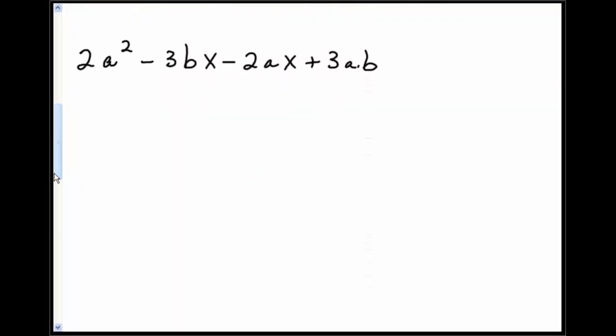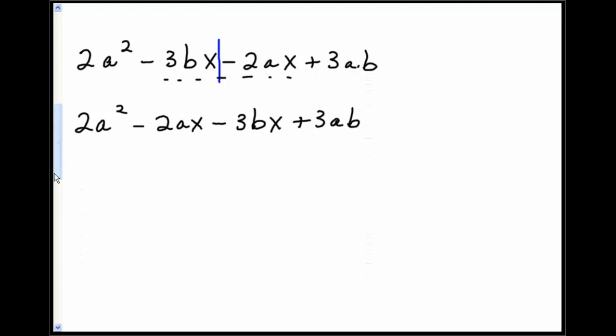All right, here. If you're looking at the first 2 terms and then the second 2 terms, there is no greatest common factor in the first 2 terms. So you need to do some rearranging. And you can rearrange this however you want. So let's begin by interchanging these 2 middle terms. And we'll rewrite this as 2a squared minus 2ax minus 3bx plus 3ab.